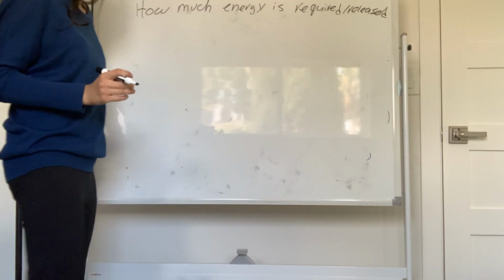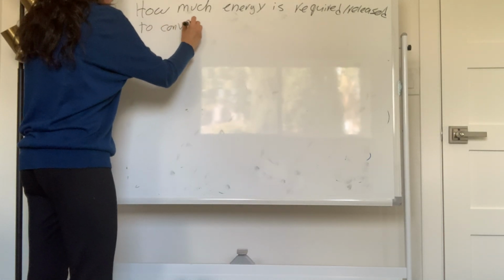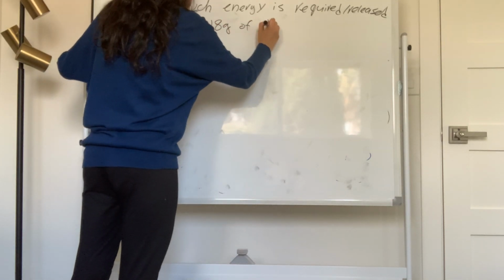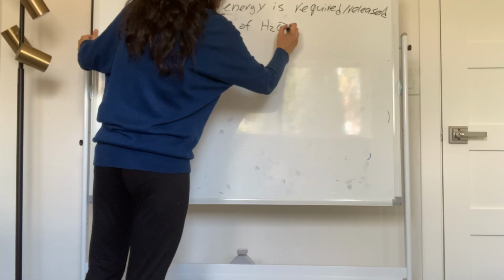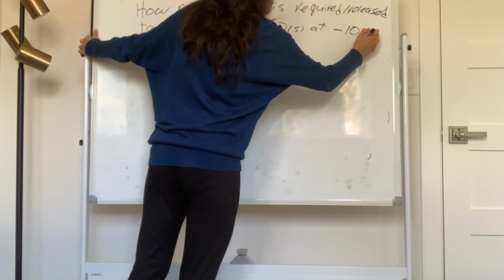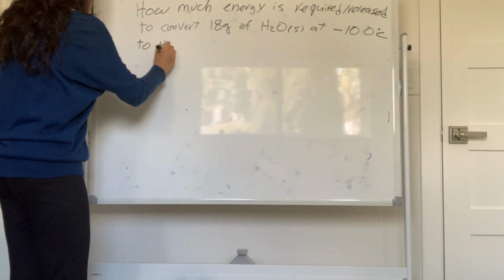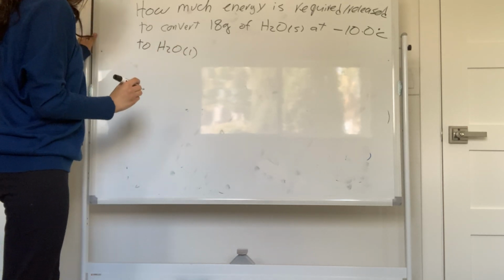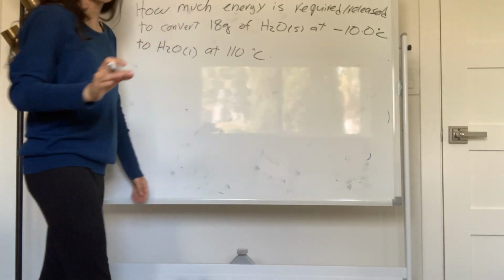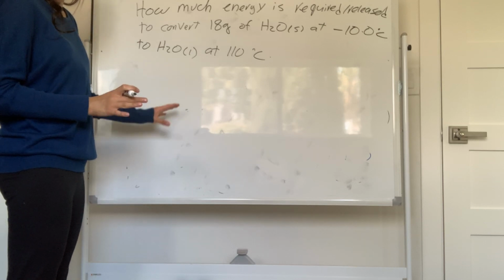How much energy is required or released to convert 18 grams of H2O solid at minus 10.0 degrees Celsius to H2O liquid at 110 degrees Celsius. And you already have all those constants in your notes, so you can use all those constants that you have.